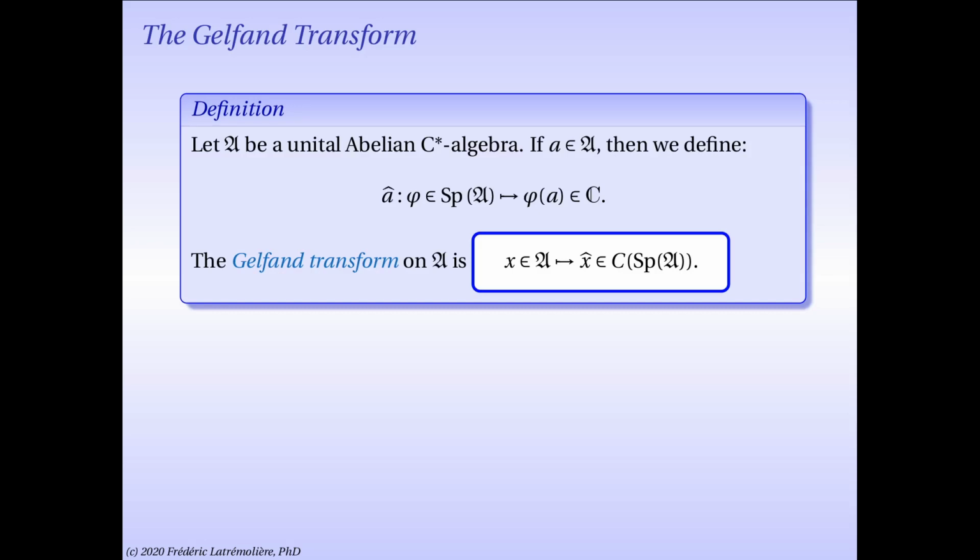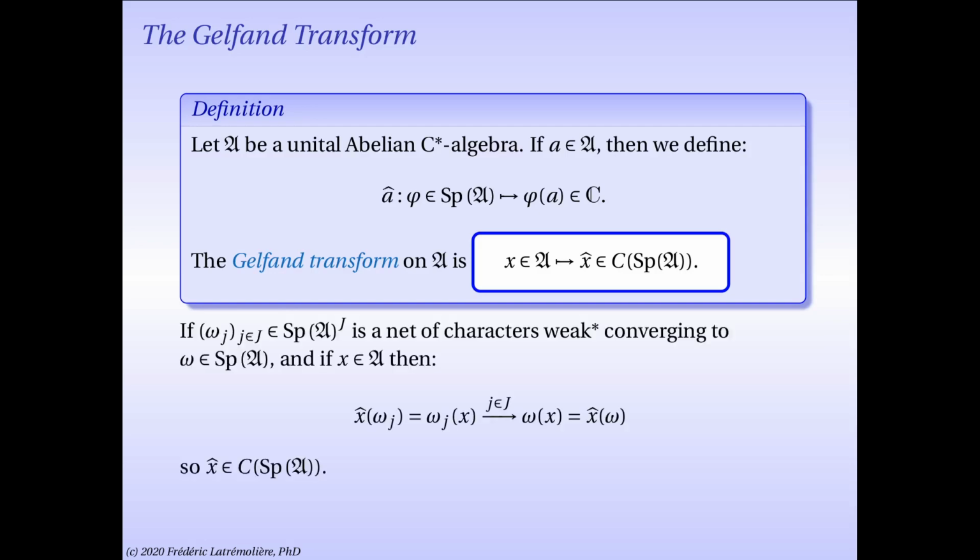Now, the statement of the definition here claims that actually the Gelfand transform of an element of the C-star algebra is an element of the continuous functions on the spectrum, not just a function, but a continuous one. And we can check that it's actually straightforward, and it is because we chose the weak star topology as our topology on the spectrum. This was a very smart move.